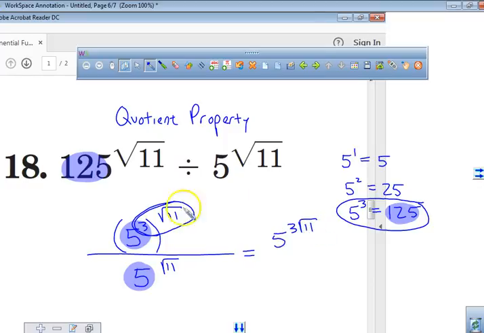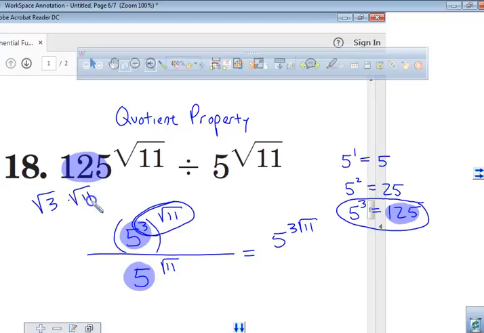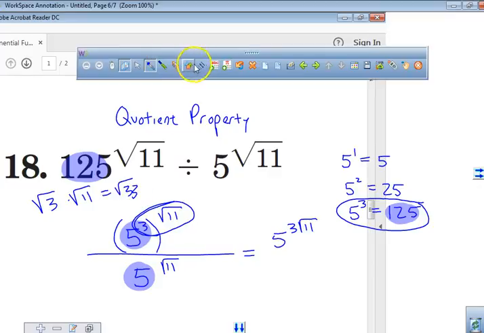33. 3 times a radical. Now, what you did is this. You did radical 3 times radical 11, which would be a radical 33. That's kind of what I think your brain did. Okay. Now, keep doing that. Third time's a charm. Sure. Now, over 5 radical 11.